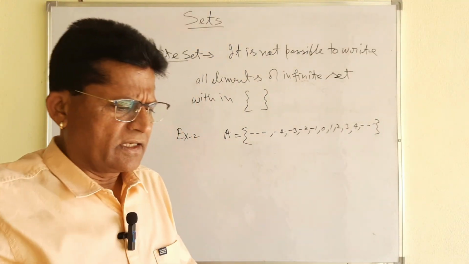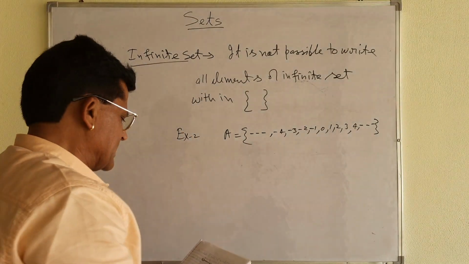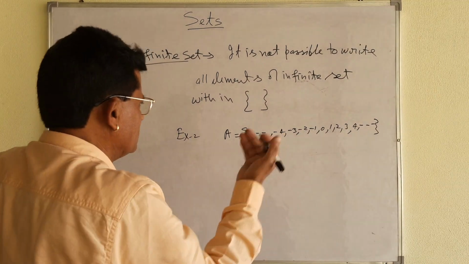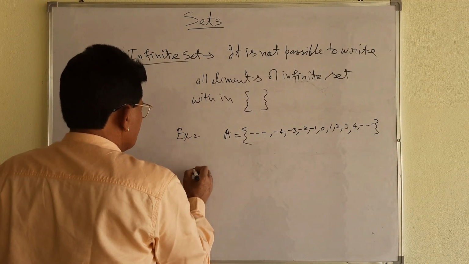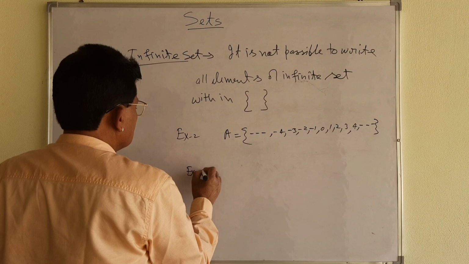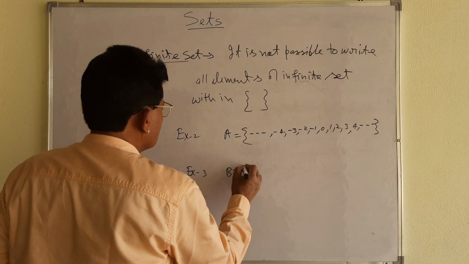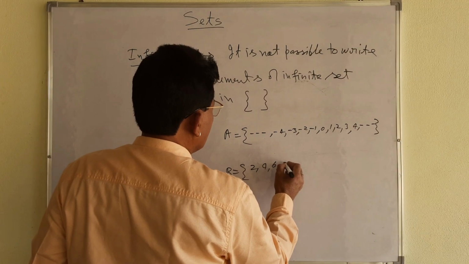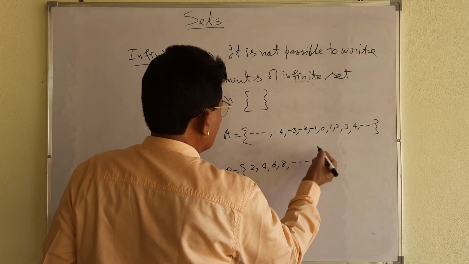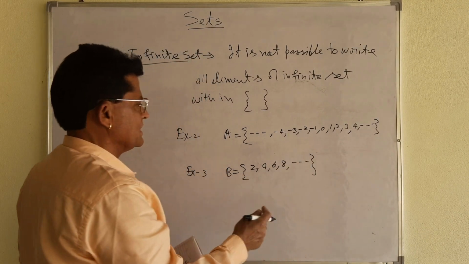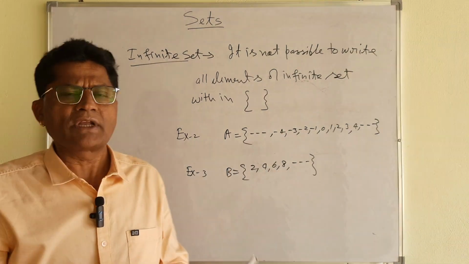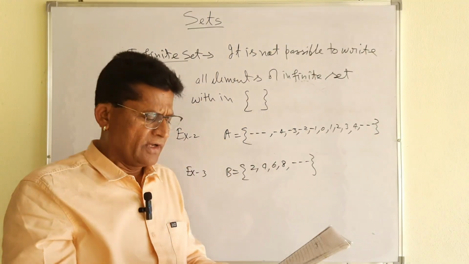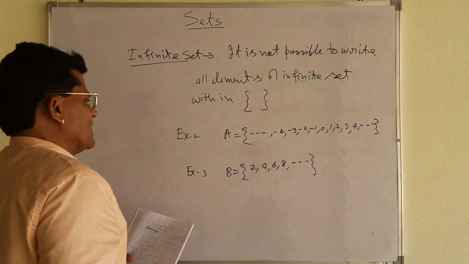So many examples are there which you can write. Set of even natural numbers, set of odd natural numbers. You can write different examples. Let me take the third example: 2, 4, 6, 8, dot, dot, dot. Set of even natural numbers. You can take the set of odd natural numbers also. That will also be infinite.